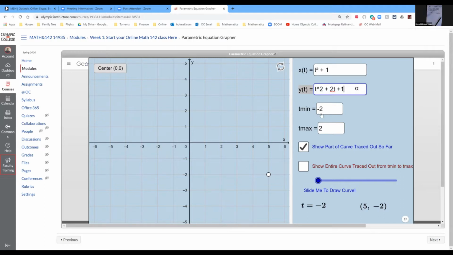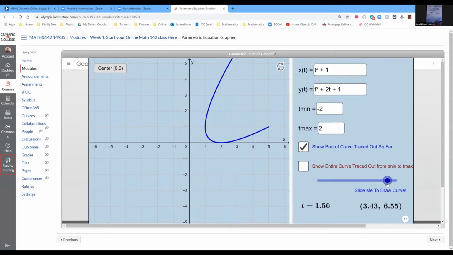Now, some questions give you a start and finish. Sometimes it's 0 to 5. Sometimes it's -6 to 6 or 0 to 2 pi, whatever it may be. Can we pretend that this question was -2 to 2? Now, if you take this check mark, what you're looking at is where the object is right now. And can you see at t equals -2, its coordinates are 5, -2. Now, as I move this slider, do you see that I make the curve?